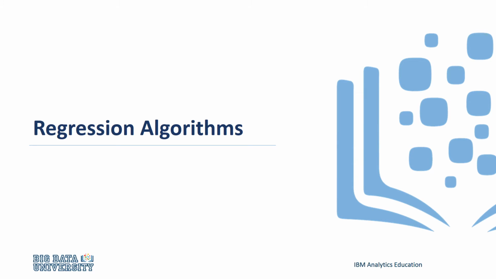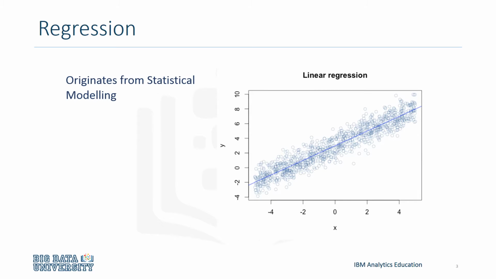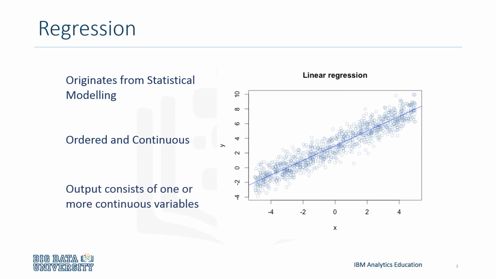Hello! In this video, we'll be covering regression algorithms. Regression originated from statistical modeling, and since machine learning is a much newer concept, it has adopted regression analysis. Regression outputs a response that is ordered and continuous. The output consists of one or more continuous variables.